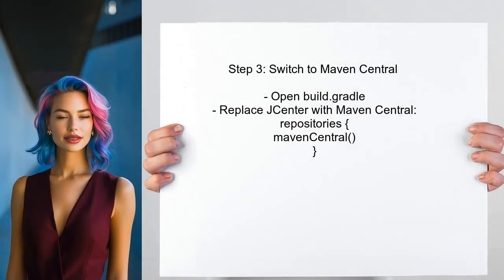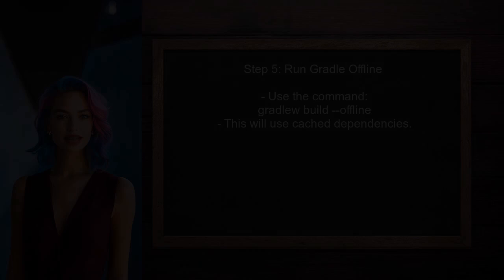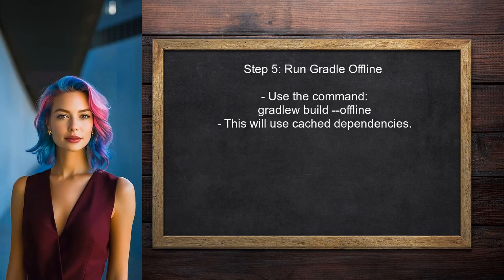If the URL is correct, the user can try switching to a different repository. Instead of using JCenter, they can add Maven Central to the build.gradle file. This can sometimes resolve dependency issues. Additionally, the user should consider using a local Gradle distribution. This can be done by downloading the Gradle zip file manually and configuring the project to use it. This avoids potential network issues. Finally, if the problem persists, the user can try running Gradle with the offline option. This can help if the issue is related to network connectivity.